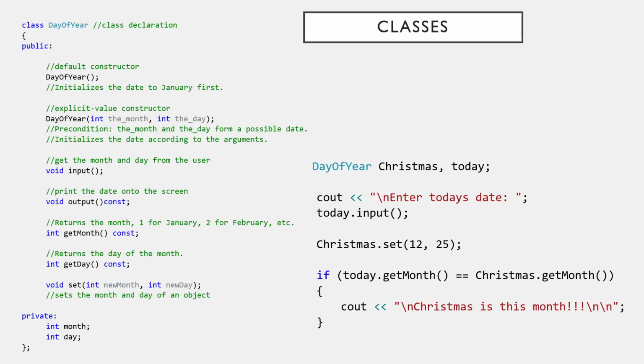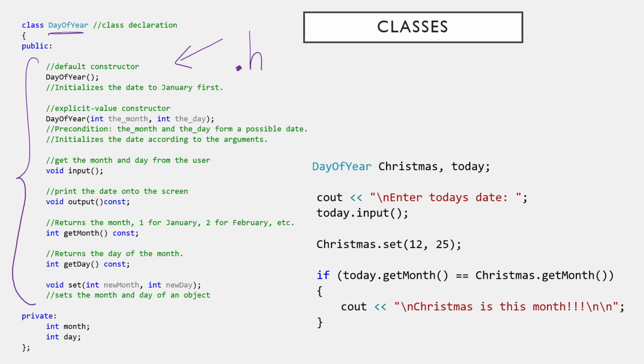But first, let's just review things about using accessor and mutator functions and declaring objects and how a class declaration is set up. So this over here, this would be the class declaration. The name of the class is day of year. This is the declaration. You will see these are just prototypes. We're going to be doing separate compilation, so this would be in your .h file.